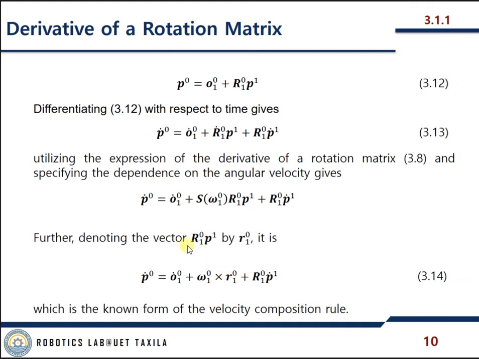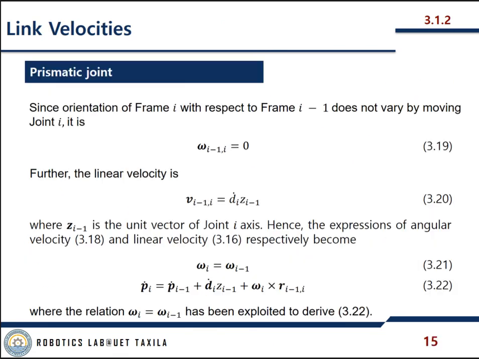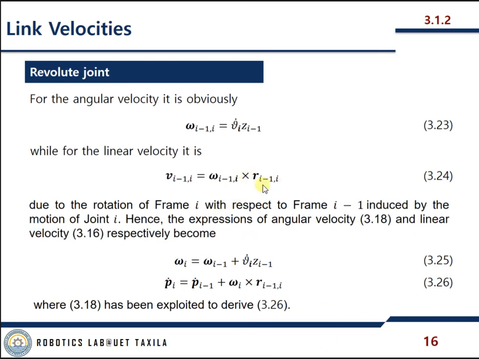So here, this one is R. Okay, due to the rotation of frame i with respect to frame i-1 induced by the motion of joint i. So this one is the linear velocity. Hence the expressions of angular velocity 3.18 and linear velocity 3.16 respectively become this one.